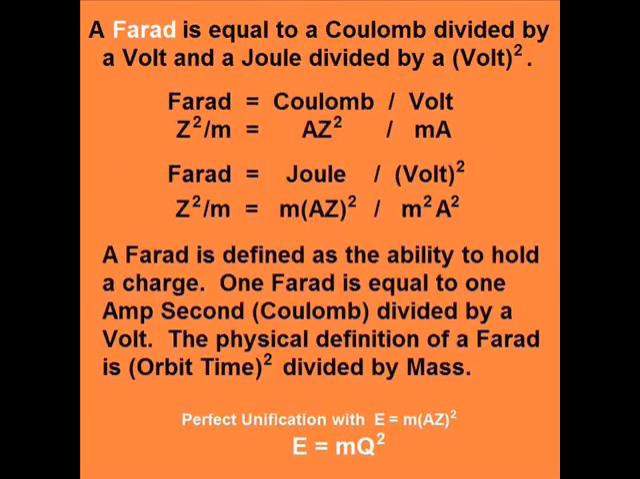And finally, a farad is equal to a coulomb divided by a volt, or a joule divided by a volt squared. Farad, z squared over m, equals az squared divided by ma, or z squared over m equals maz squared divided by m squared a squared. A farad is defined as the ability to hold a charge. 1 farad is equal to 1 amp second, or a coulomb, divided by a volt. The physical definition of a farad is orbit time squared divided by mass.